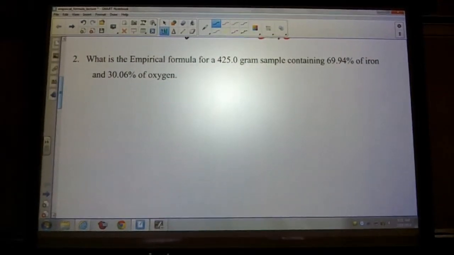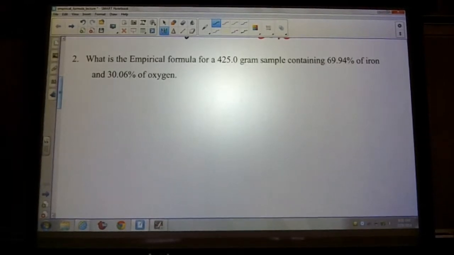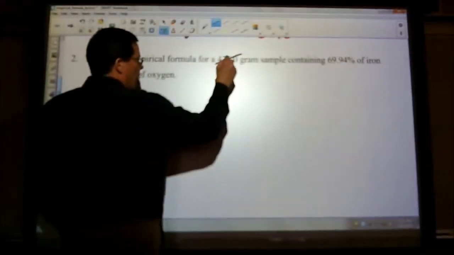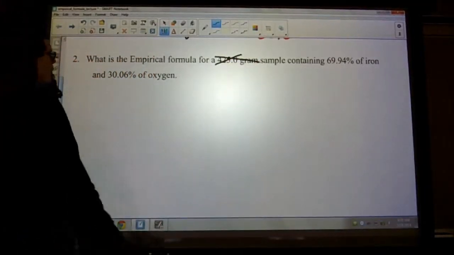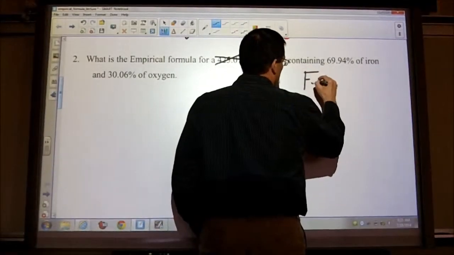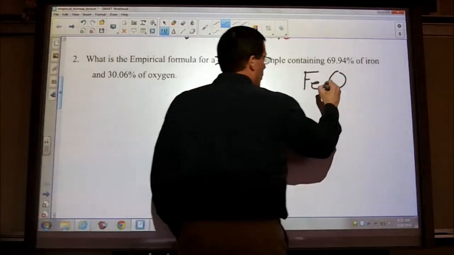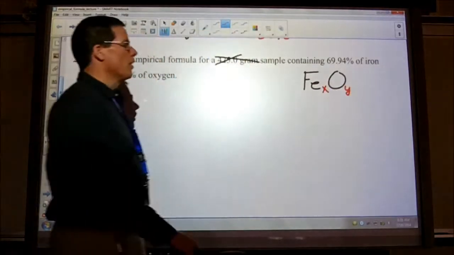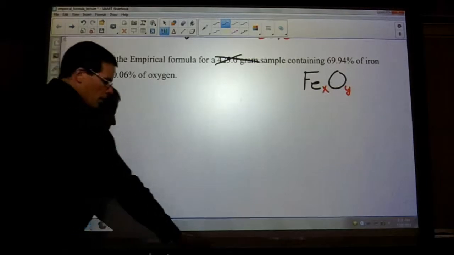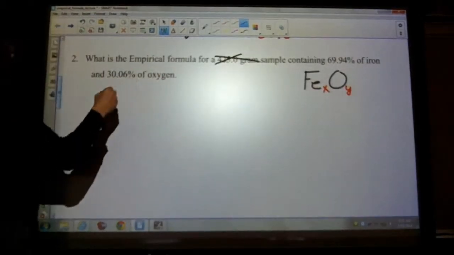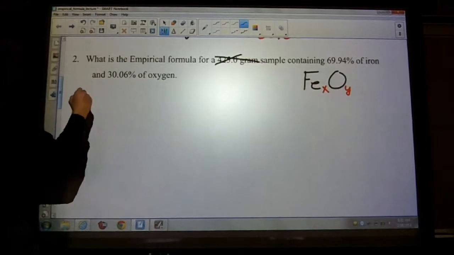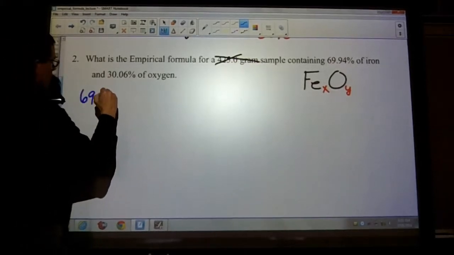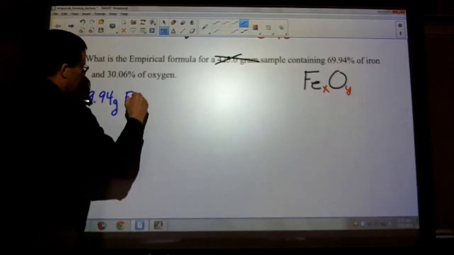All right, let's look at number 2. The question asks, what is the empirical formula for a 425 gram sample containing 69.94 percent of iron and 30.06% of oxygen? So again, this is more of a distractor than anything else. We're looking for an iron oxygen compound, and we want to know what these subscripts are. So again, start off with your percent, change it to grams, say that we have a 100 gram sample. So we have 69.94 grams of iron.